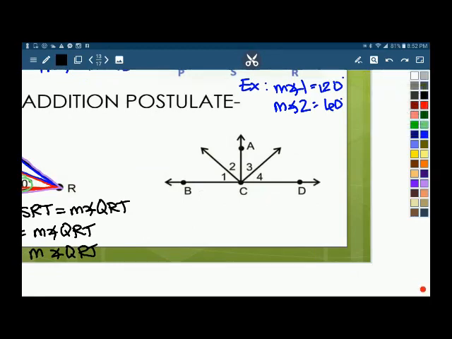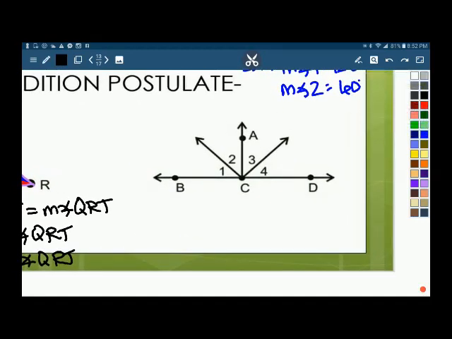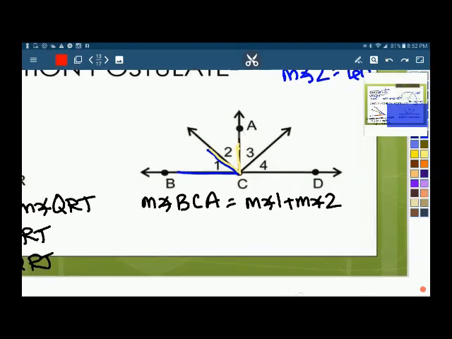And I just have another diagram kind of illustrating the same thing. If I wanted to know the measure of, let's see, BCA, it really is the measure of angle 1 plus the measure of angle 2. Okay, so we have angle 1 here. We have angle 2 here. Put them together, you get BCA, that larger angle right there.